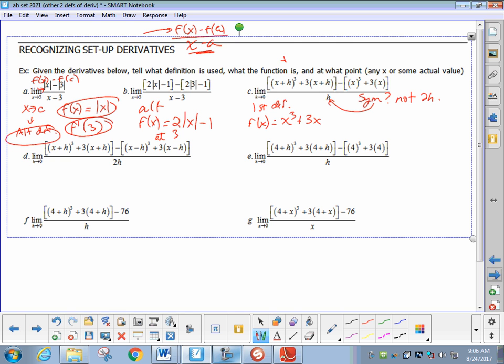Now, remember your definitions. The first definition looks like this, right? So although x plus h is a good place to look for the function, the best place is to look right there, x cubed plus 3x. There's the function. Okay? And at a point or in any x? At any x. So that's f prime at all x. Okay? Try the next one.